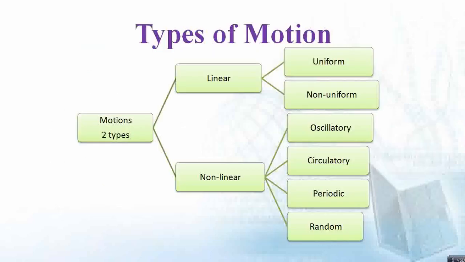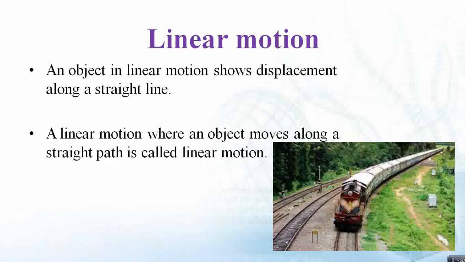Here are the types of motion which we'll study further. There are two major types, linear motion and non-linear motion, which are subdivided into different motions. Linear motion is divided into uniform linear motion and non-uniform linear motion. And non-linear motion is divided into oscillatory motion, circulatory motion, periodic motion, and random motion. We will learn each one of them with the help of examples.